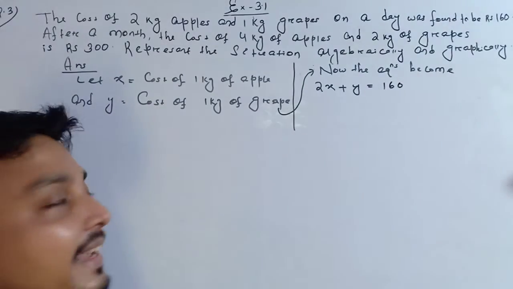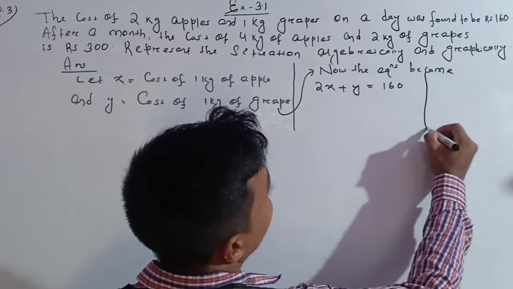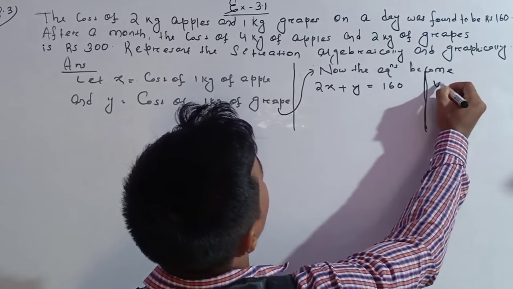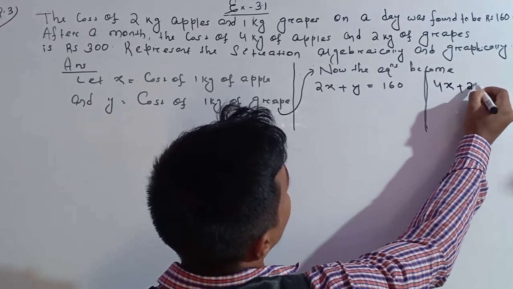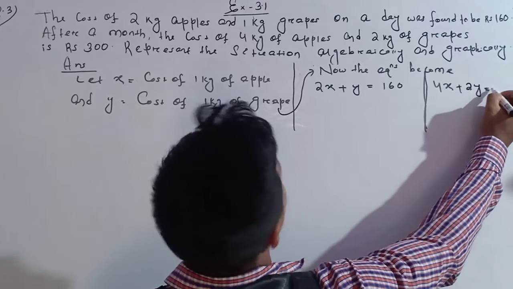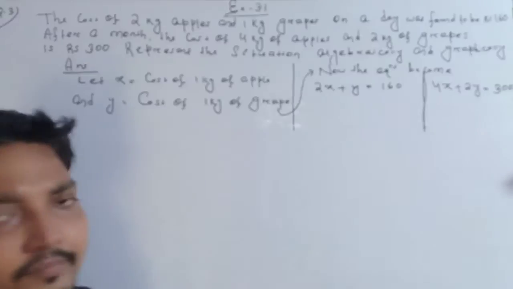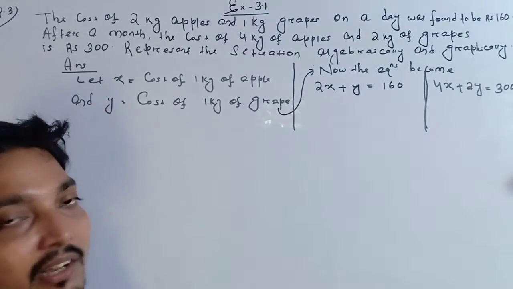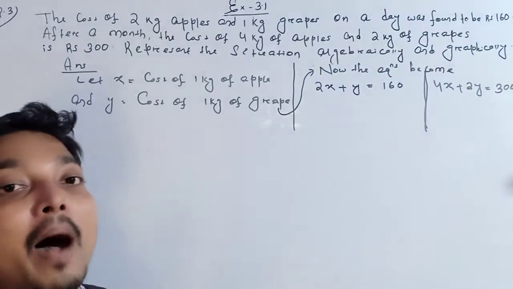First equation ready, and the second equation can be written in one line so that we can easily solve. Here, 4 kg of apples means 4x plus 2 kg of grapes means 2y, which is rupees 300. Understood or not understood? So whatever was asked in question number 3, we have already reached the first question.